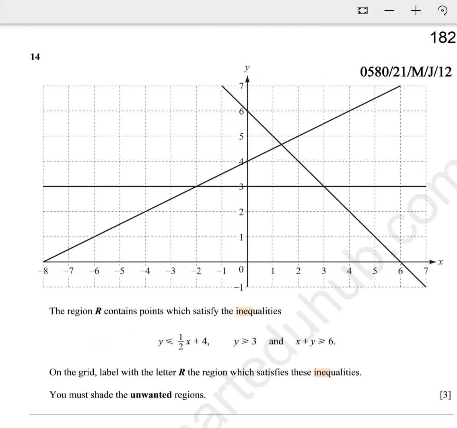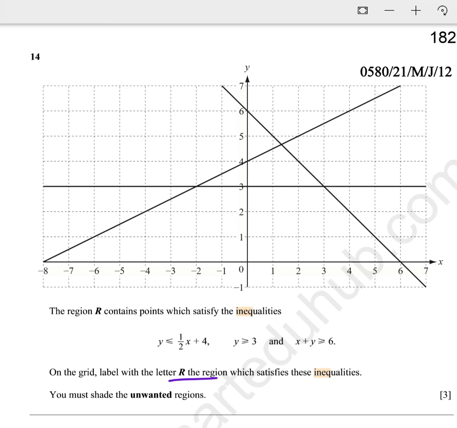So this we can take as today's last question. So the region R contains points which satisfy the inequalities. y is less than or equal to half x plus 4 is one inequality. Now here they have not mentioned whether you have to shade or not. They're just telling you about the three inequalities. Next is y is greater than or equal to 3 and x plus y is greater than or equal to 6. On the grid, label with the letter R the region which satisfies these inequalities.